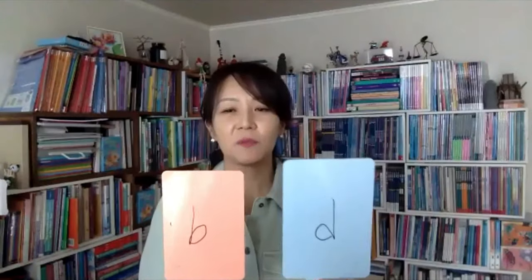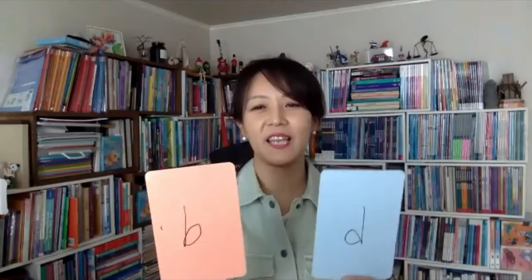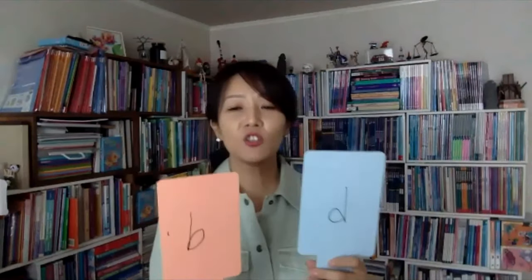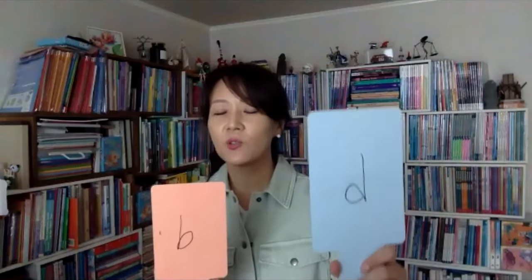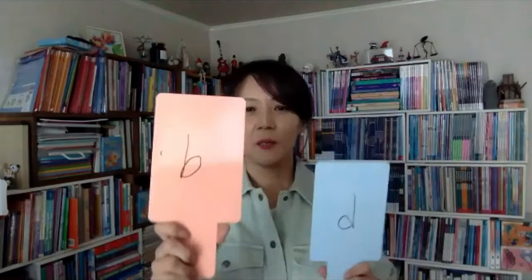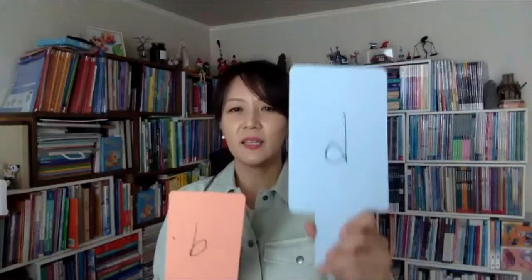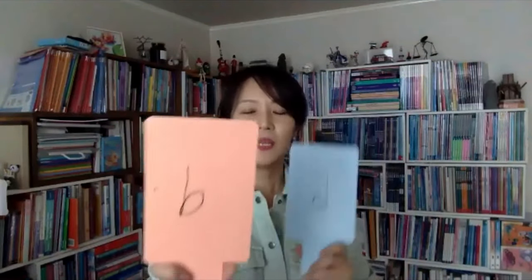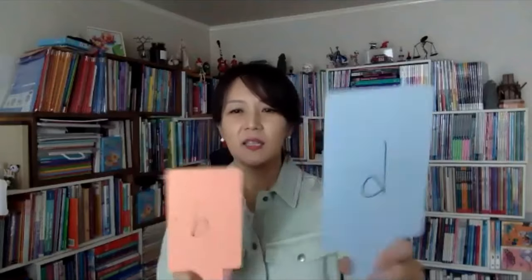Blue is D. Right, good. Orange is B, great, yes. Then if I show you, you have to say B, D. B, D, B, B, D, D, B, D, B, D, D, D, B, D, D, B, B, D.